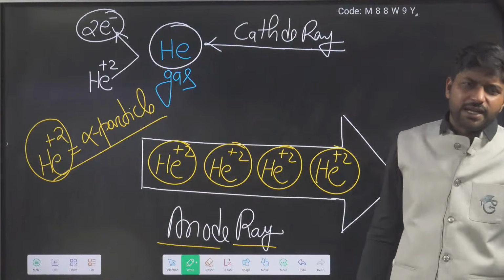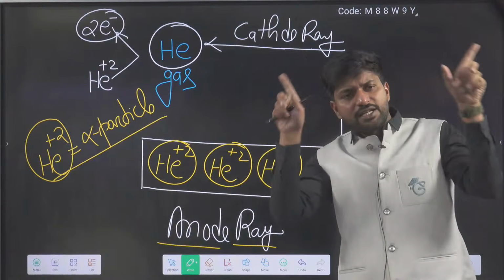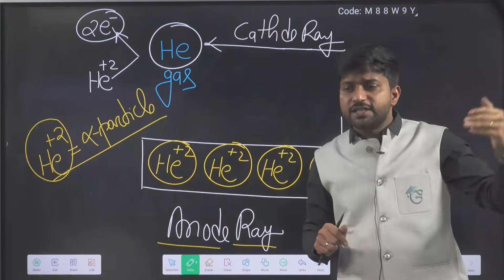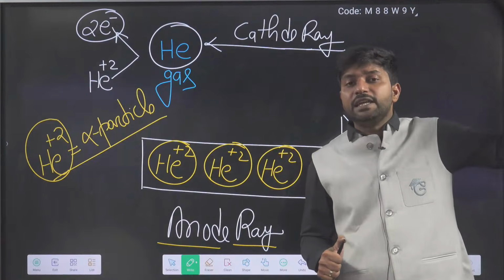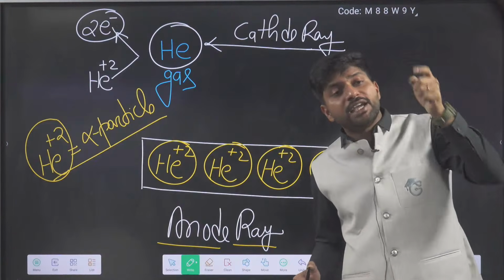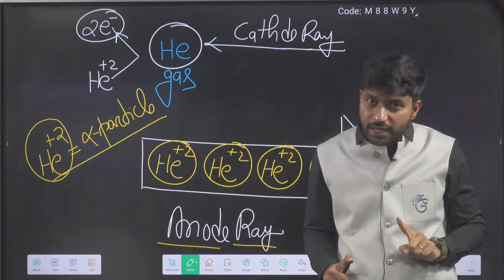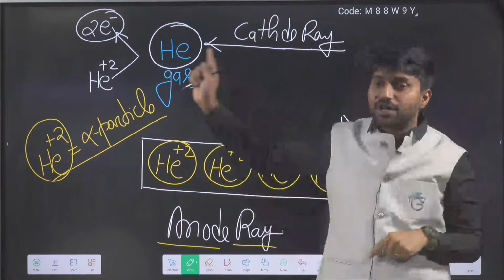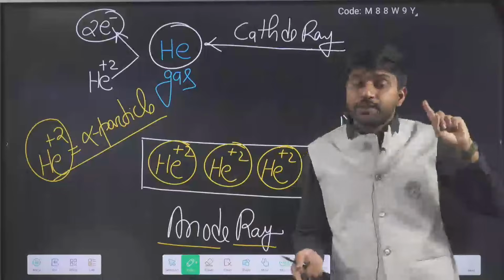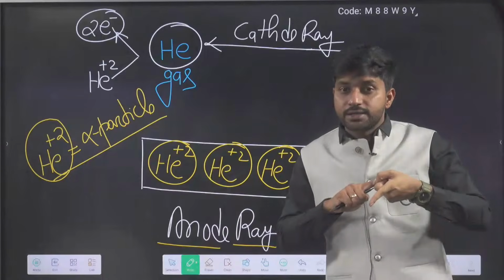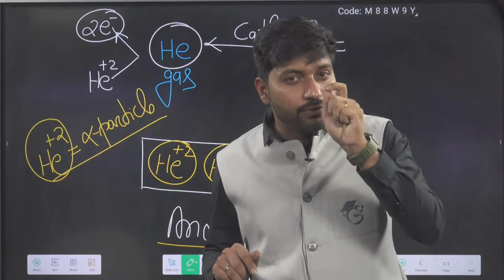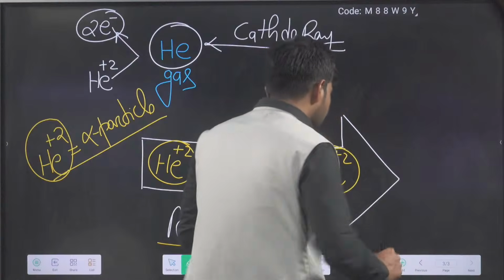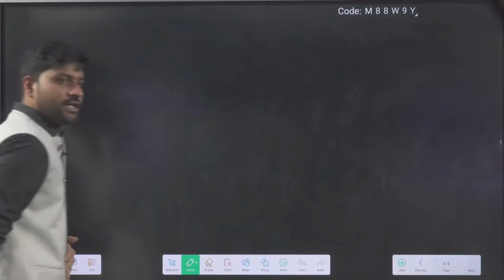Key numericals like that: when helium gas is available inside that tube, and whatever rays are generated move towards the cathode side, what will be its e/m ratio? That e/m ratio you will calculate with the help of the He+2 ion, because anode rays depend on the nature of the gas. Very good. So now come to the properties of anode rays.